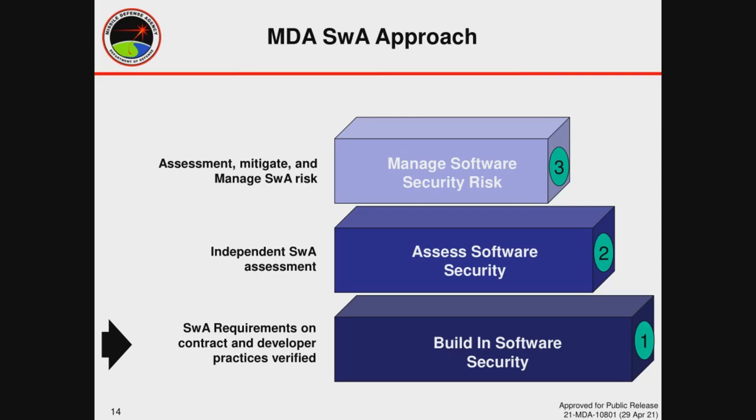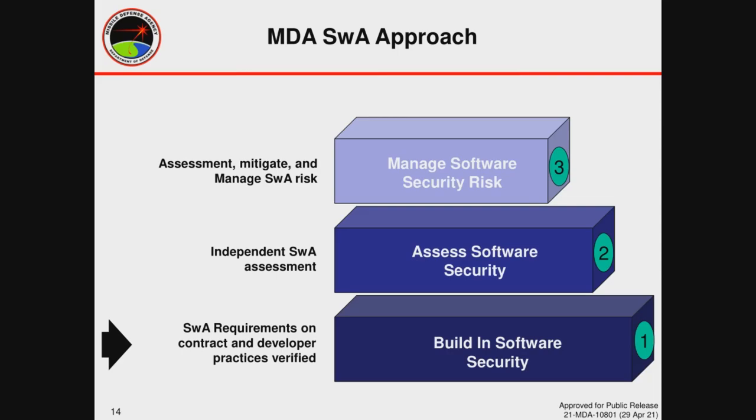So, to bring unity into all those competing issues that I talked about in the previous slide, we used a three-step approach to group and bundle those interrelated issues together: first build in software security, then assess the software security, and then manage the software security risk. The first step says build software security into the development process. We do this by ensuring that the software assurance requirements are placed on our software development contracts.